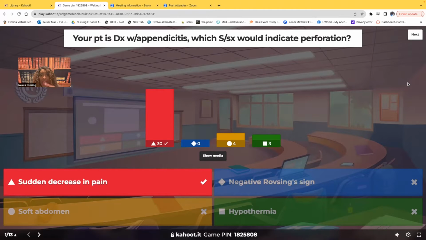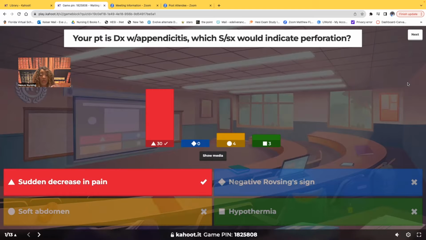But what does that mean? That means all of that fecal matter that was in the appendix is now in what should have been a sterile environment. So this patient's going to be at risk for peritonitis. That sudden decrease in pain is a sign to let you know this patient is going to have to be rushed to the operating room. Because when it comes to perforation, if that patient does not get surgery, it's not a question of if they will die, it's when, and it's going to be sooner rather than later.